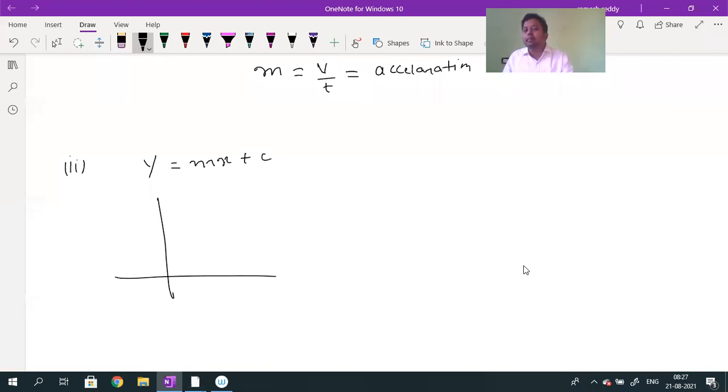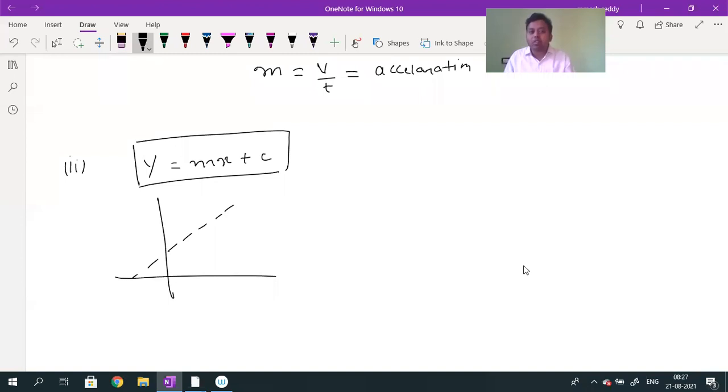You don't need to remember all the points, just remember this one. Corresponding to this equation, what is the shape of the graph? This equation also represents a straight line, but not passing through the origin. This is the shape of the graph corresponding to this equation: a straight line only, but not passing through the origin.